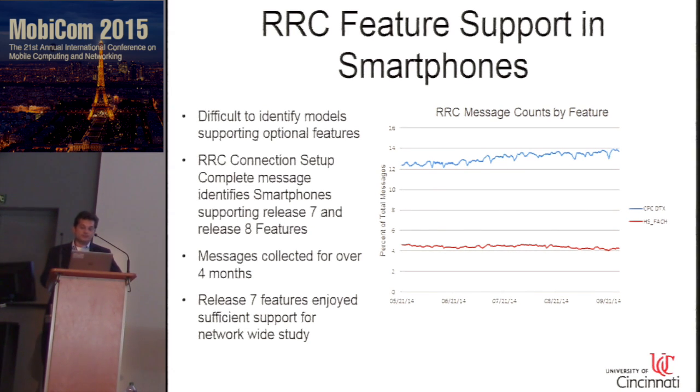The message is transmitted anytime a mobile sets up a connection with a network. We collected RNC data for more than 4 months and tabulated results, finding that CPC was supported in over 12% of the RRC connections, and HS-FACH was supported on just over 4% for the network that we studied.